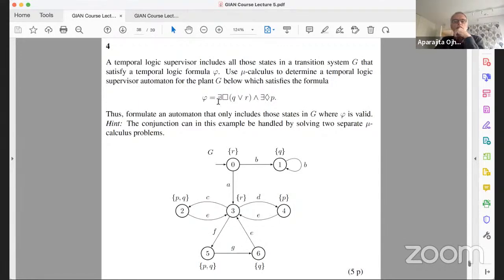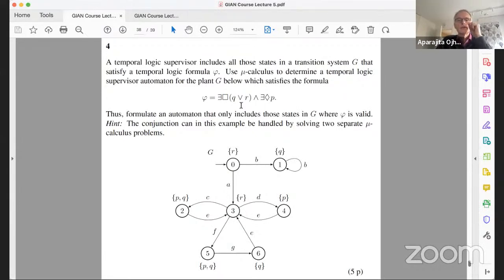What this says is that from the initial state, there should exist at least one path which always satisfies Q or R, and one where you have eventually P. If we look at the initial state, we see that we can get to this state where we have P. Also in this state, we can eventually get P. And here we also have a state where you get P, and then you can repeat that.